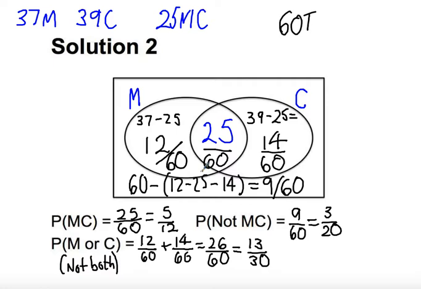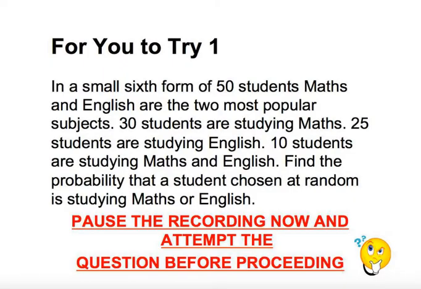Okay, I hope that all made sense, because now here's one for you to try. In a small sixth form of 50 students, maths and English are the 2 most popular subjects. 30 students are studying maths, 25 students are studying English, 10 students are studying maths and English. Find the probability that a student chosen at random is studying maths or English. And I think let's just clarify this. So that'd be fine, maths or English.